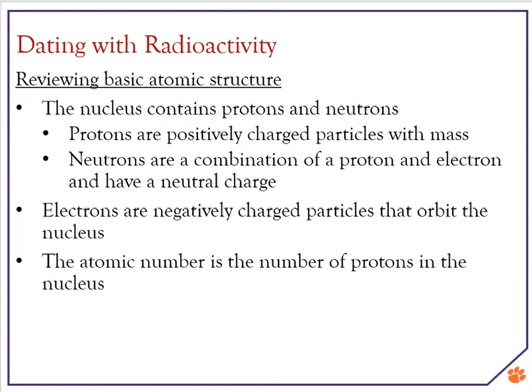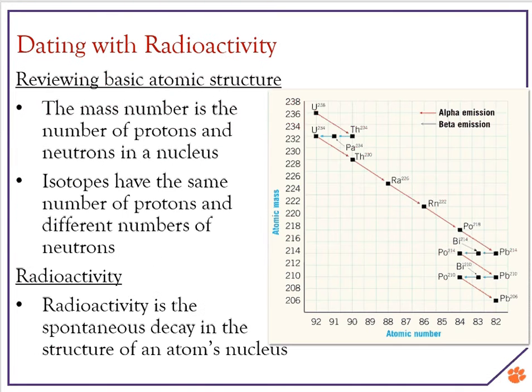We know an atom has two basic parts. One is the nucleus and the other one is the orbits. The nucleus contains the protons and neutrons, which basically build up the mass of the atom. But most of the volume is actually created by the orbits, which hold the electrons. The atomic number is the number of protons in the nucleus, and the mass number is the number of protons and neutrons in a nucleus.